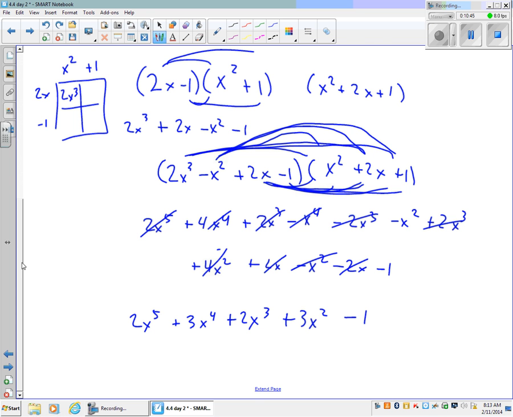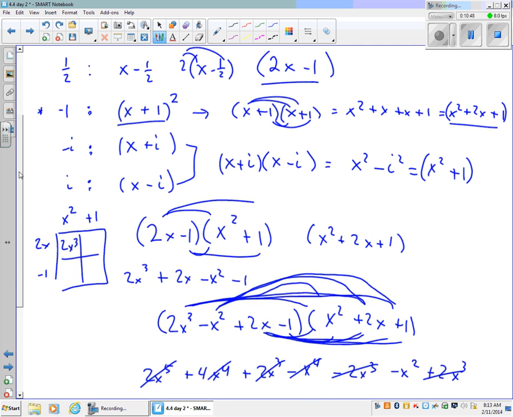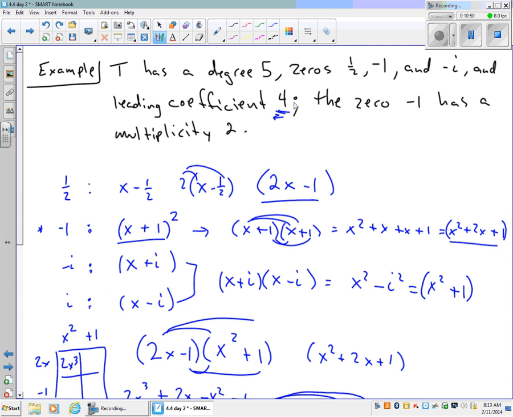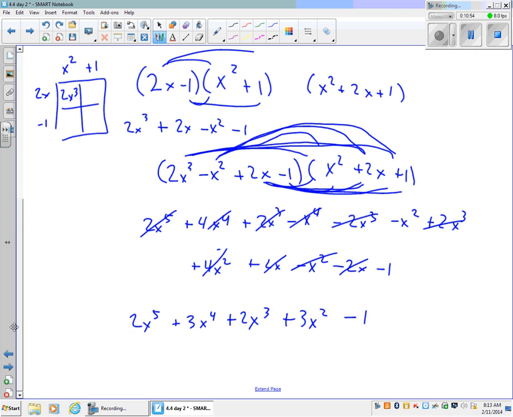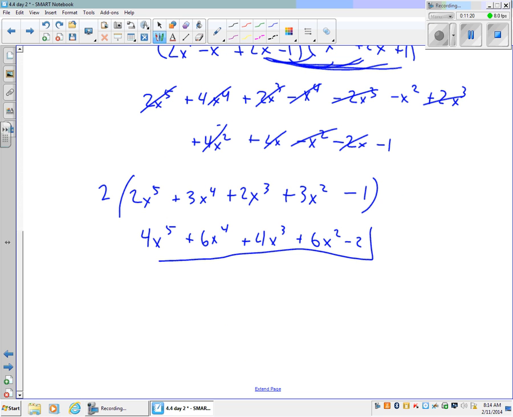Okay, but now I have to remember that up above in my directions, I need a leading coefficient of 4. Let's see what my leading coefficient is. My leading coefficient is 2. So to get a leading coefficient of 4, I need to multiply this by 2. So I'm going to multiply everything by 2, and that will give me a leading coefficient of 4. So everything gets doubled. So 4x to the fifth plus 6x to the fourth plus 4x cubed plus 6x squared minus 2. And there is my final answer that satisfies all the restrictions.